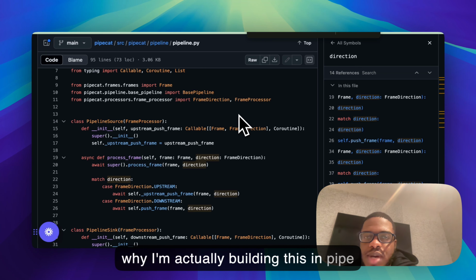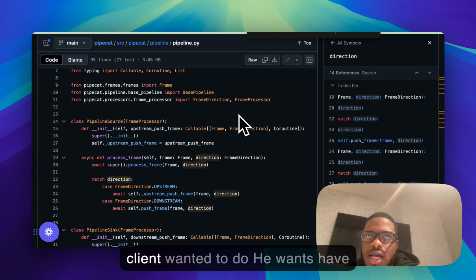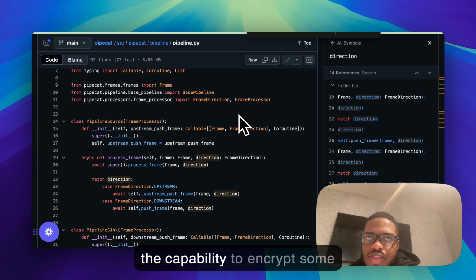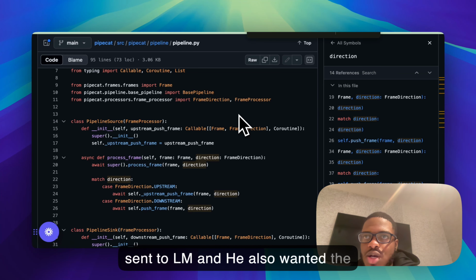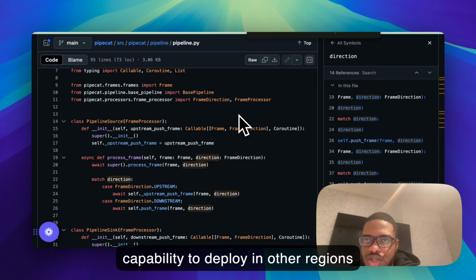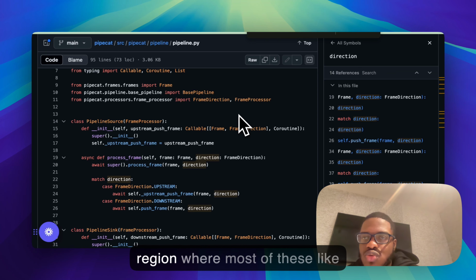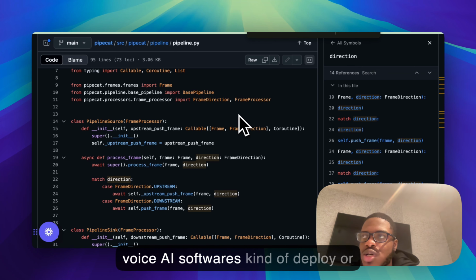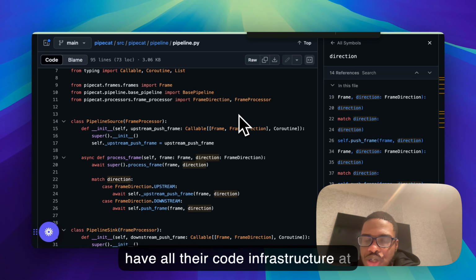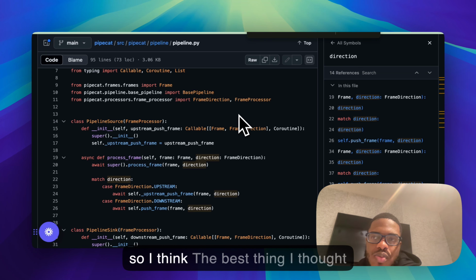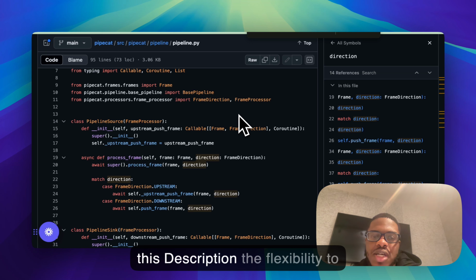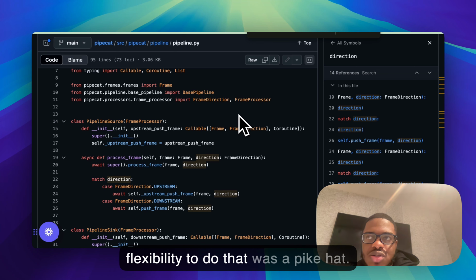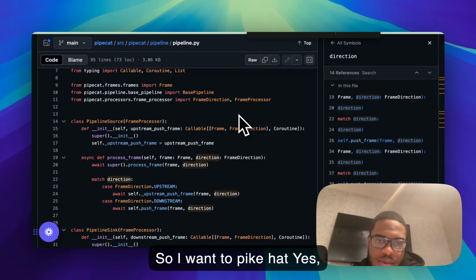The reason why I'm building this in Pipecat is that there were two things the client wanted to do. He wanted the capability to encrypt certain types of data before it gets sent to the LLM, and he also wanted the capability to deploy in other regions outside of the typical U.S. region where most of these voice AI software products deploy or have their code infrastructure. So when he was telling me that, the best thing I could think of that fit this description and had the flexibility to do that was Pipecat, so I went with Pipecat.